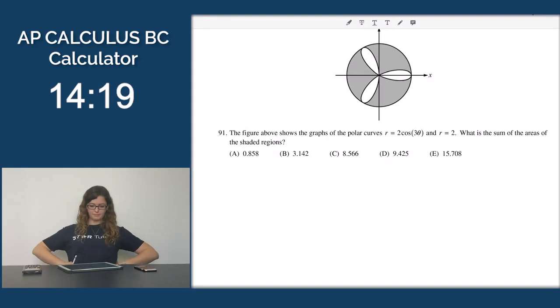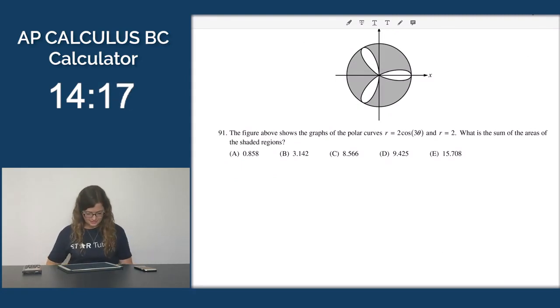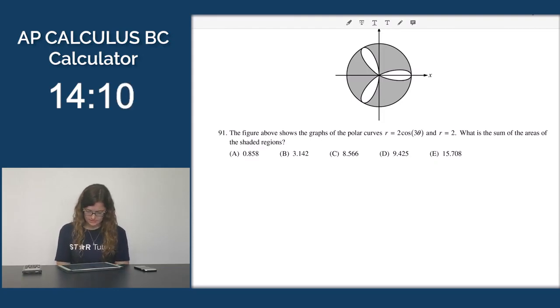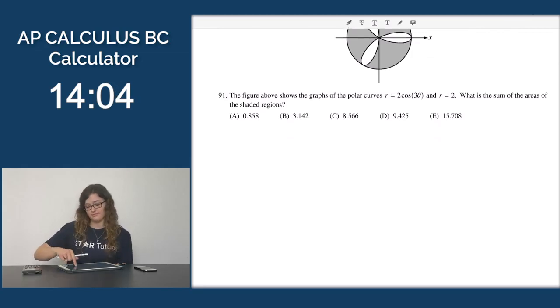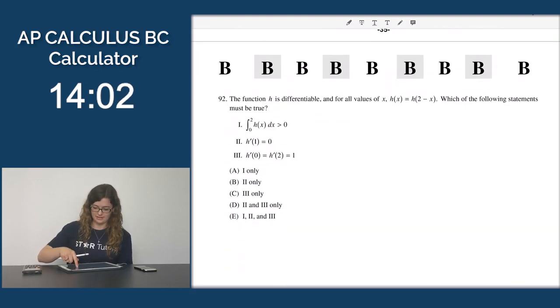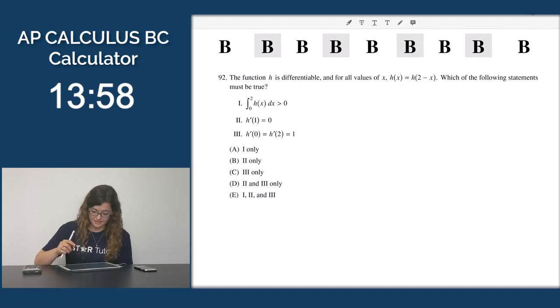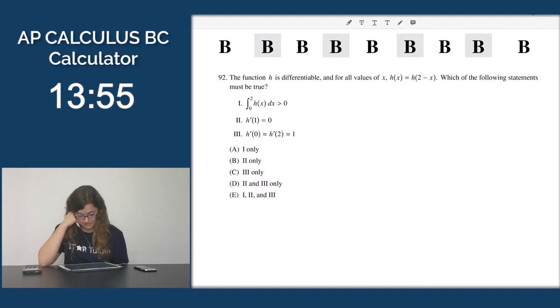91. Oh man, polar stuff is... Here we go. The figure above shows the graphs of the polar curves, this and this. What's the sum of the areas of the shaded regions? Yeah, we're not going to do that one right now. Polar coordinates kind of scare me, not going to lie. I just don't work with them a lot, and they're kind of weird.